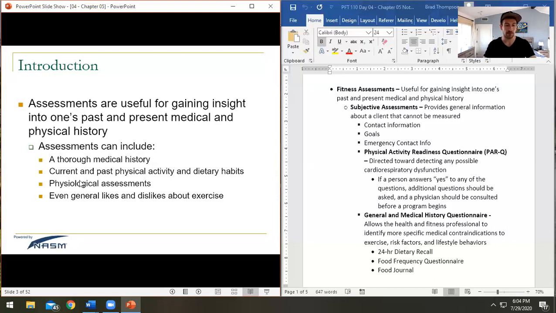So, current and past physical activity and dietary habits. If we have a client who is obese, we want to understand a little bit about how often they've been active in the past and what their diet was like. So that's going to be a big part of it. Physiologic assessments are going to tell us a little bit about what their heart rate is, and knowing what their heart rate is is great because that gives us a target that we can aim for outside of that norm.